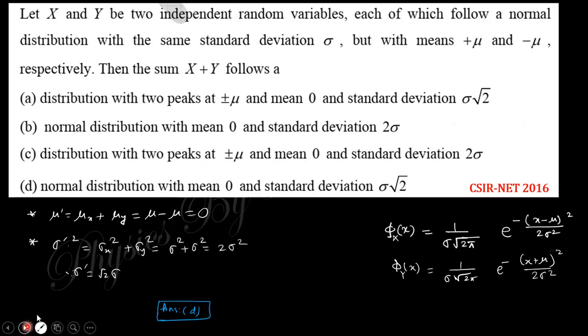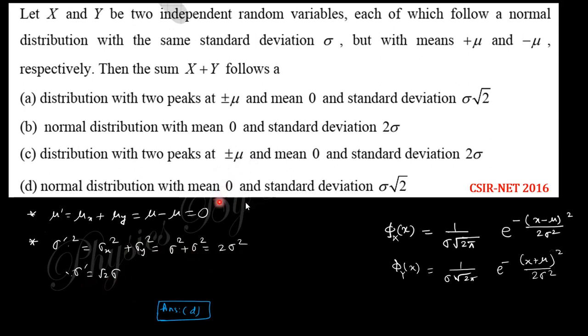The next one: let x and y be two independent random variables, each of which follows a normal distribution with the same standard deviation sigma, but with means plus mu and minus mu. Then what is right for this one? You can see the mean is the sum of these two individual means, which is 0, and the variance is also the sum of the two, so the standard deviation is root 2 sigma.